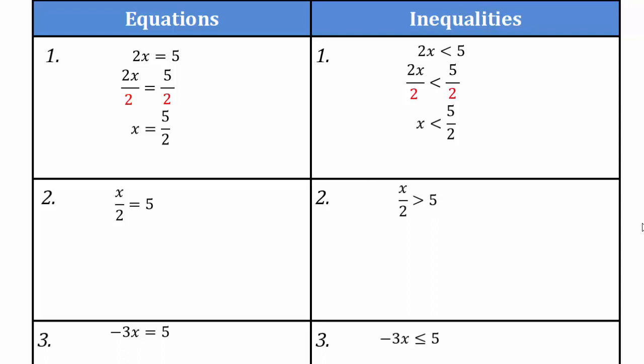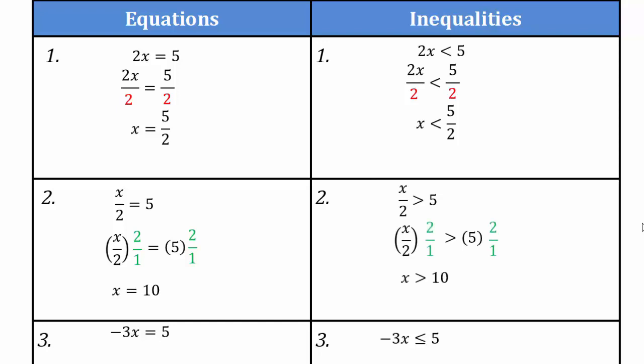All right, next one, you have x divided by 2 is 5. So undoing division is multiplying. So multiply both sides by 2, which is the same as multiplying by 2 over 1. So this way we have x equals 10. And you'll do the same for the inequality. Since it's a positive number, the inequality sign of greater than is preserved.